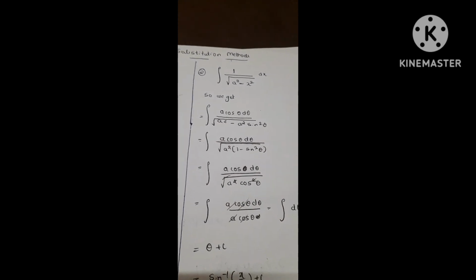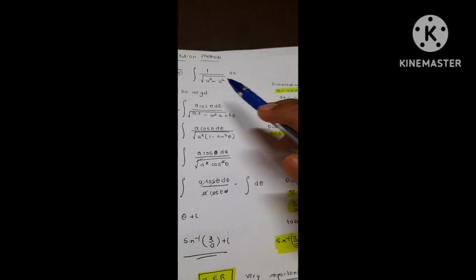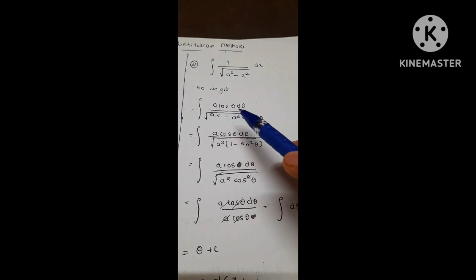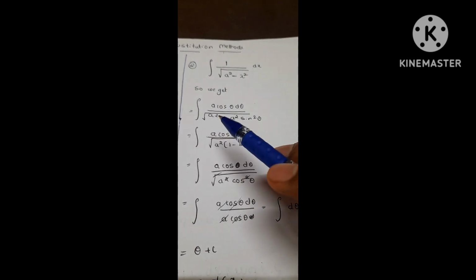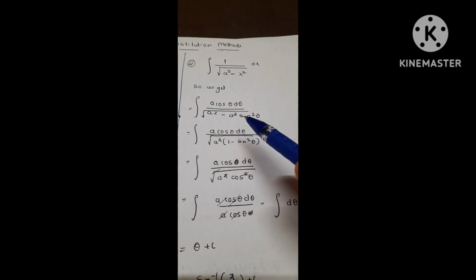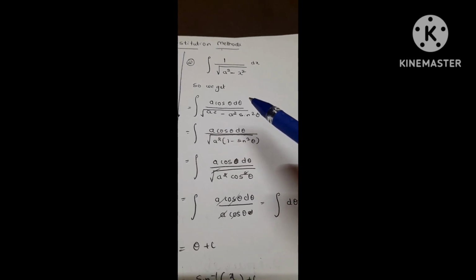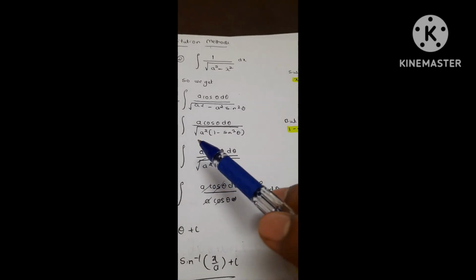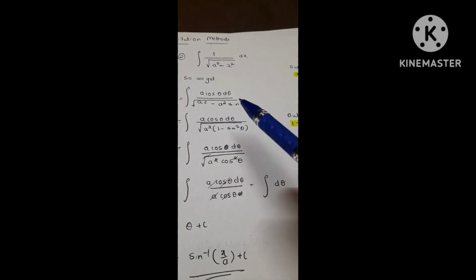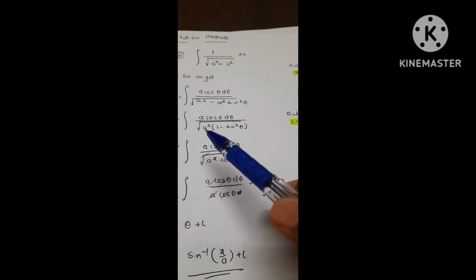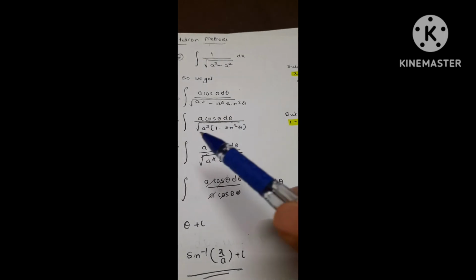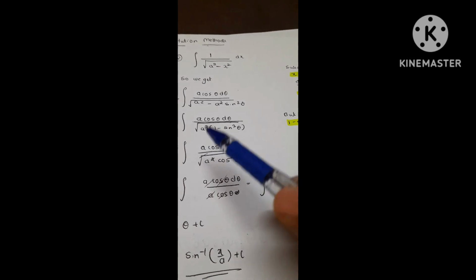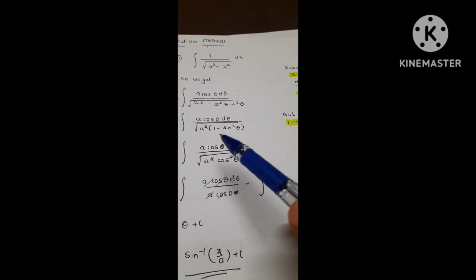Replacing these two substitutions in the first equation, we get the integration of a cos theta d theta over root of a square, and in place of x square, a square sin square theta. Since x is a sin theta, the square term is there. In the denominator, a square is common, so we take it out: a cos theta d theta divided by root of a square times the bracket 1 minus sin square theta.